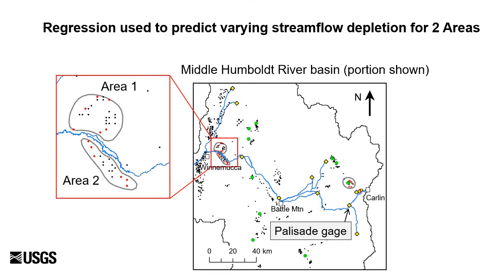We have been testing the regression on wells located in the Middle Humboldt Basin model in an area near Winnemucca. Area 1 is further away from the river. We chose a well that's further away from the river and has lower depletion rates, and then from area 2, a well that is closer to the river and has much greater depletion rates.